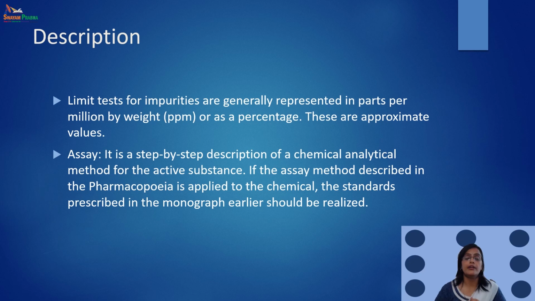Okay. The next description is about the limit test for impurities, which are generally represented in parts per million by weight, ppm, or as a percentage. So these are approximate values. Assay, okay, this is very important, and assay is a step by step description of a chemical analytical method for the active substance.